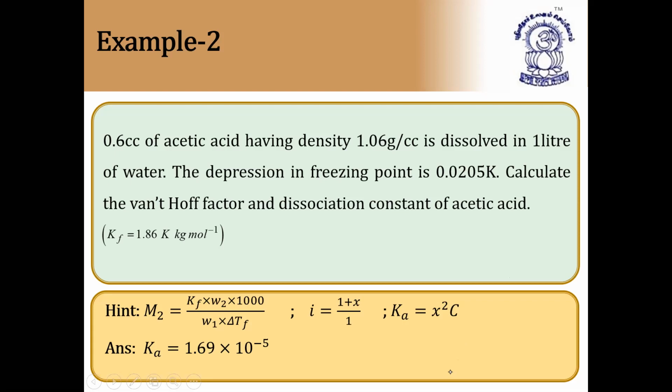Before going to this, here what they have given: the depression in freezing point is directly given, delta Tf is equal to 0.0205 kelvins. They have given density. From density you can find mass, since density is equal to mass by volume. You know the volume, so you can find the mass of acetic acid. In this way you'll find the answer. I hope it is clear.